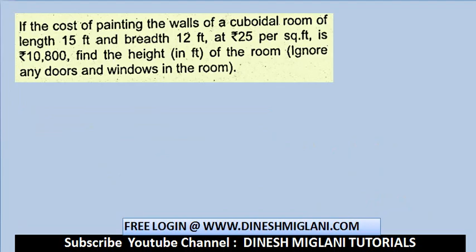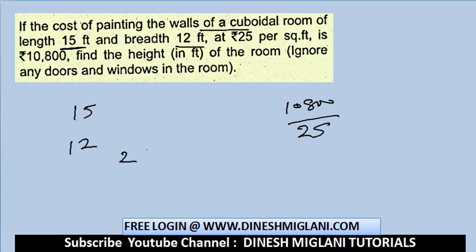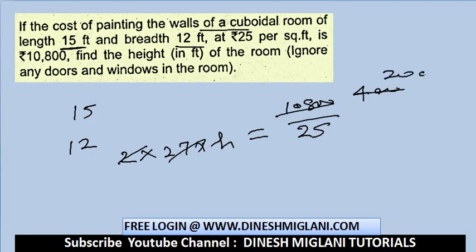The last one is, the cost of painting the walls of a cuboidal room, where the length is 15 and breadth is 12, at 25 per square foot is 10,800. It means total, so how many square feet is there, divided by 25, right? We have to find the height. So we know that twice of L plus B into H, so 27 into H equals this, so 27 into 400, 2 will go on 20, 200, so height is equal to 8. So here we can say that the height of the room is equal to 8 feet.